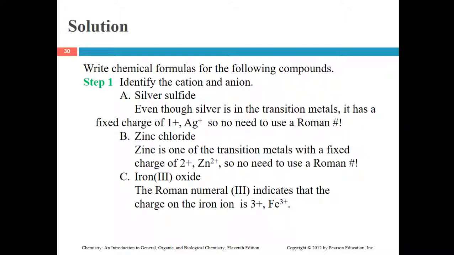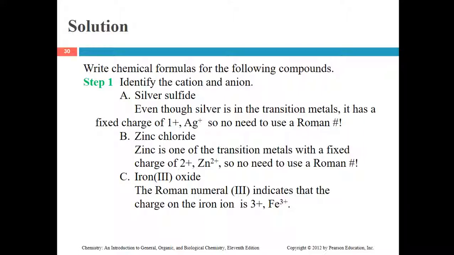Silver sulfide. Even though silver is in the transition metals, it has a fixed charge of +1. So we have our silver with a +1 charge, so we don't need to use a Roman numeral when we're writing that. So if you're wondering where the heck's the Roman numeral, well, it's not there because it's not a variable charge. Ditto for the zinc. However, iron 3 oxide, iron can be more than one charge, so that's why we put the Roman numeral there.